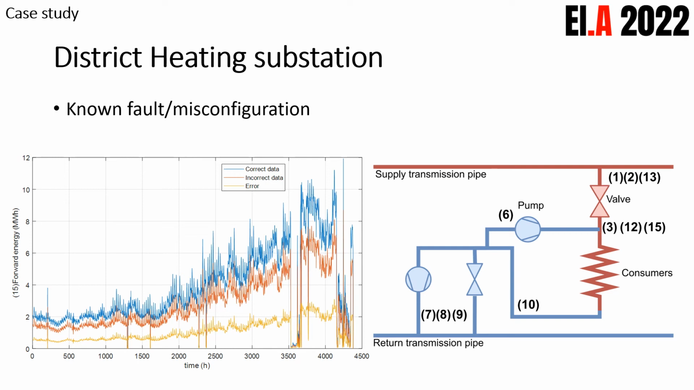There was a misconfiguration of the calculation, as you can see here. There was an underestimation of what the forward energy was. You can see the real corrected data is the blue line, and the orange is what was actually calculated, the faulty data. And you can see the residual error here.